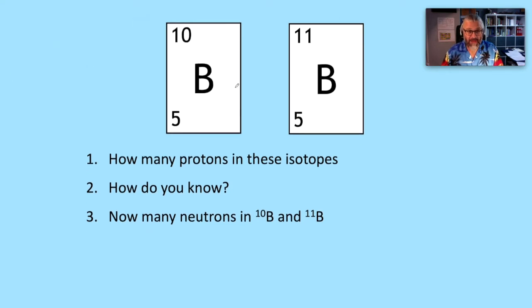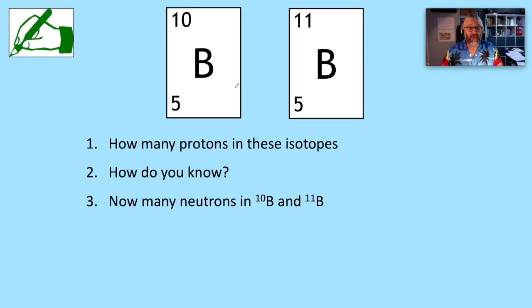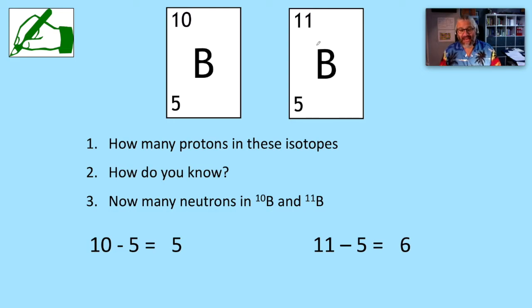Okay, so grab a green pen. How many protons in these two isotopes? Well, there are 5 protons, and how I know is because this is the proton number. Now let's do some maths. How many neutrons in boron 10 and boron 11? Well, for boron 10, we take 10 minus 5, mass number, take away proton number, and we have 5 neutrons in boron 10. And for this one over here, boron 11, we take 5 away from 11, and we have 6 neutrons in boron 11.